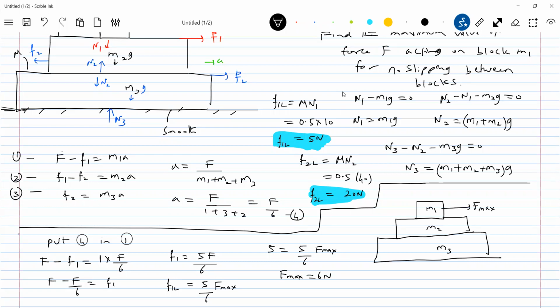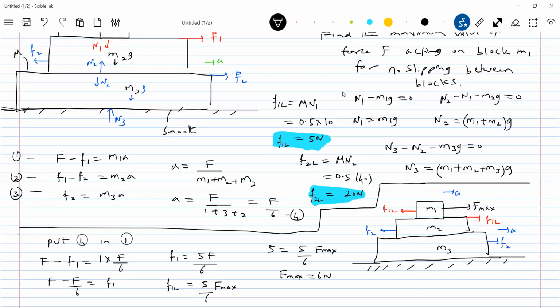Now when I apply maximum force, what is the condition now? Here I assume that no slipping occurs here, and let them move with an acceleration A. We'll calculate this F2. If this F2 is less than F2L, then what I assumed is right.